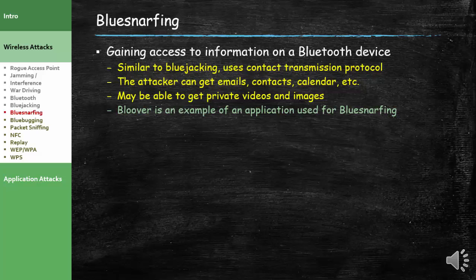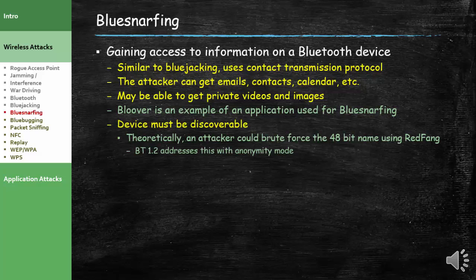Your book talks about an application to do this called Bluver, which is an application you could use for Bluesnarfing. But like I said, this isn't very common anymore with Bluetooth 1.2 with anonymity mode. It's kind of difficult to do this attack. But theoretically, it would be possible, if everything is set up the wrong way. But this is very easy to protect yourself from. Number one, don't leave it in discoverable mode all the time. That would be kind of silly to do anyway. I think most devices now won't even let you leave it in discoverable mode all the time. There's usually a countdown timer.